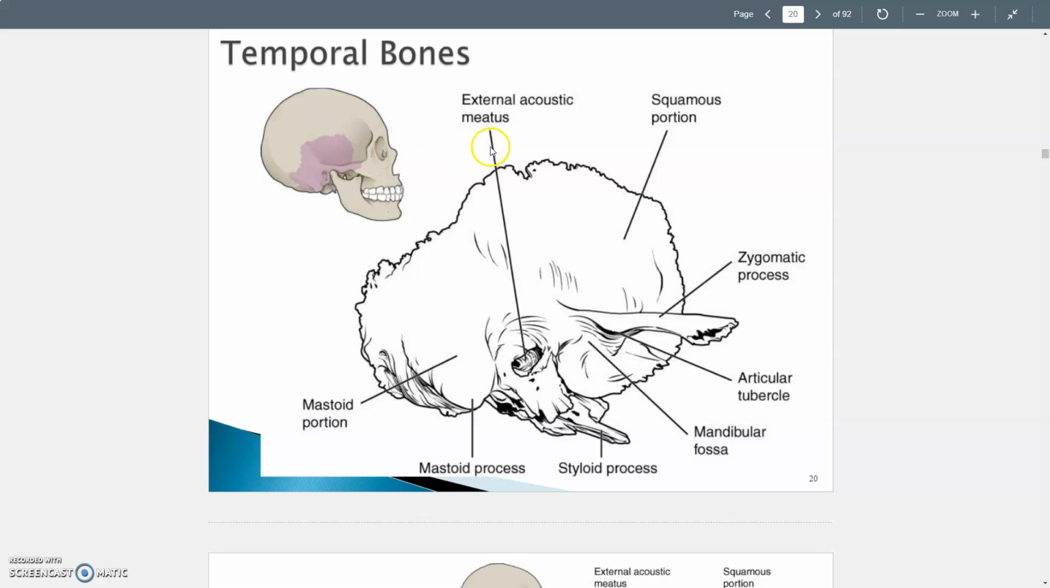And here are some other terms we should know. This is the external acoustic meatus. This is the squamous portion. This is the zygomatic process. This is the articular tubercle. This is the mandibular fossa. This is the styloid process. This is the mastoid process. And then this is the mastoid portion.